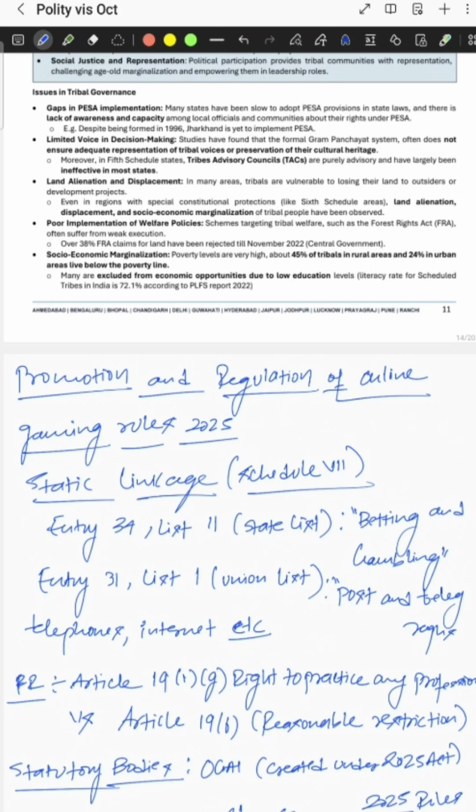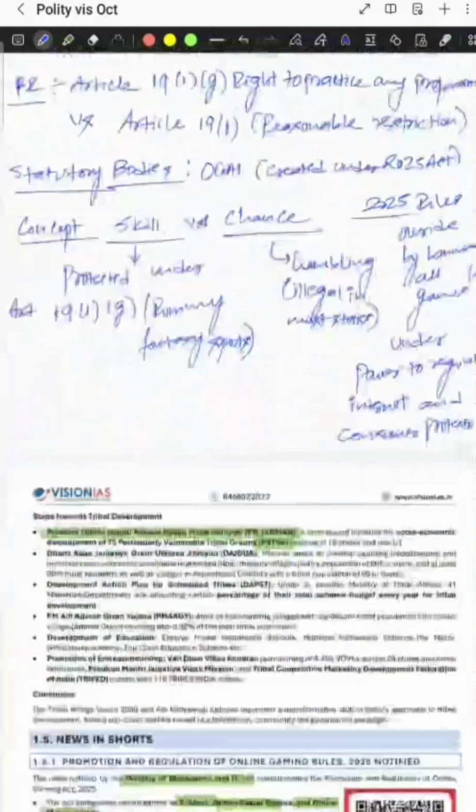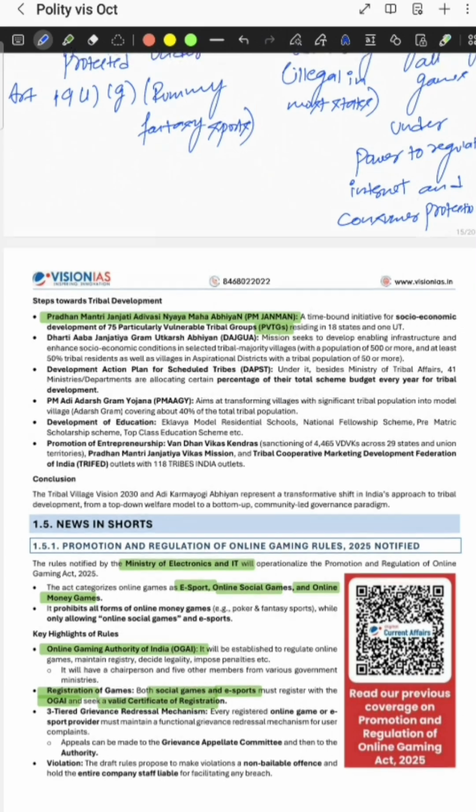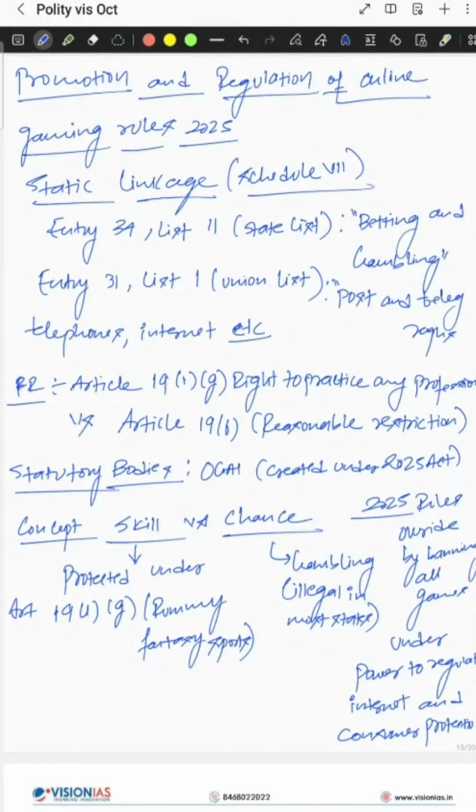And the next topic is the Promotion and Regulation of Online Gaming Rules 2025. So why was it in the news? Because recently the Minister of Electronics and IT has banned real money games like fantasy games such as Dream11, Rummy and all. Initially they were legal, now they are illegal. So we will study about this.